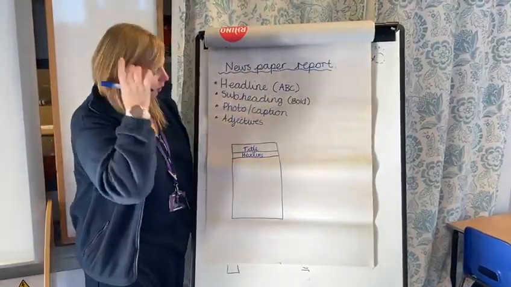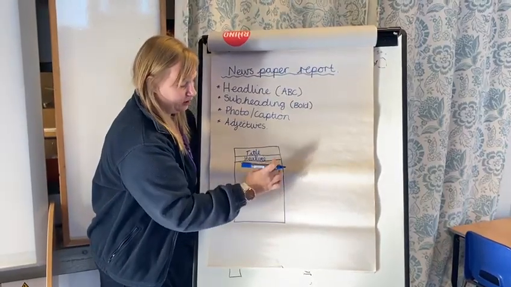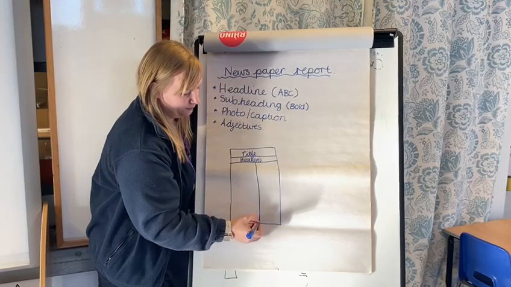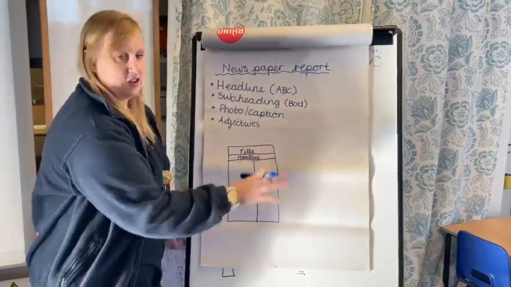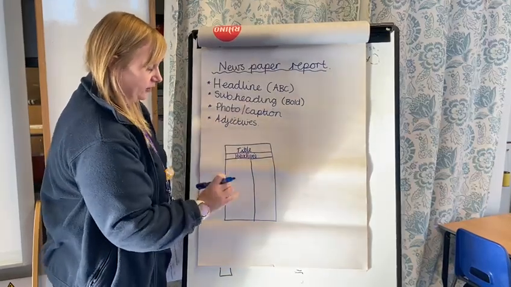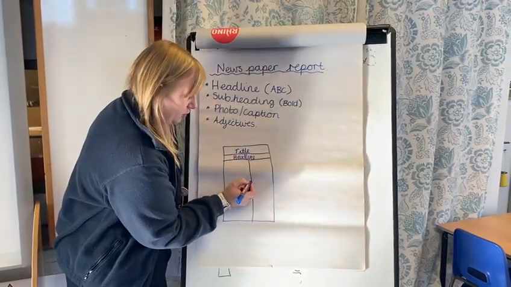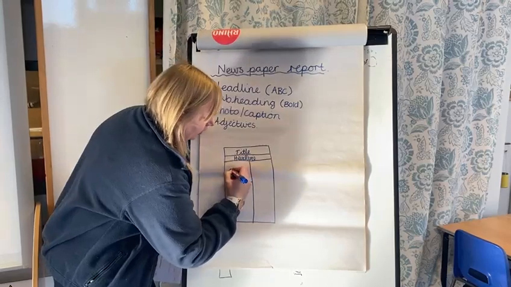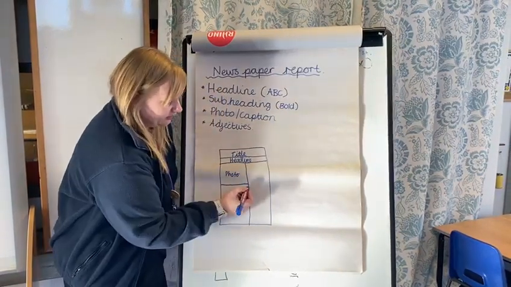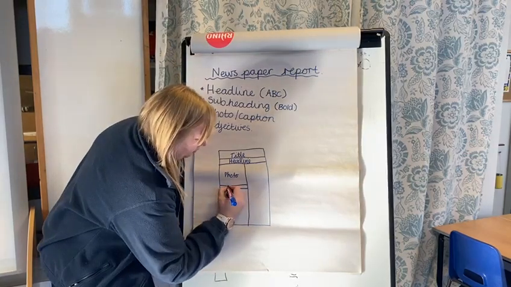So in a newspaper report, they tend to write in columns, so you have thin columns. So I'm just going to draw a line down the middle. So decide where you want to put your photo, okay? You can, or picture, or whatever you're going to do. You can put it anywhere on the page. I'm just going to put mine up here. So this is going to be my photo. So underneath the photo, I'm going to put my caption.